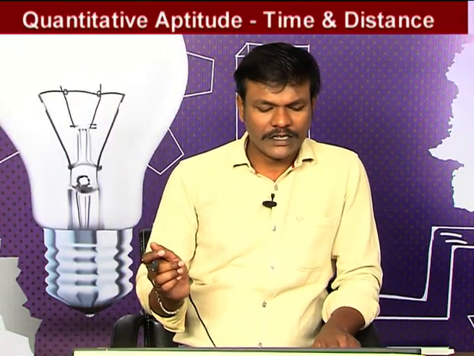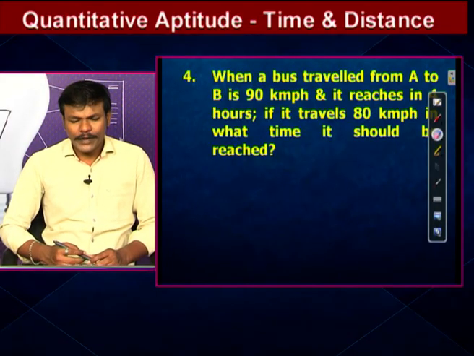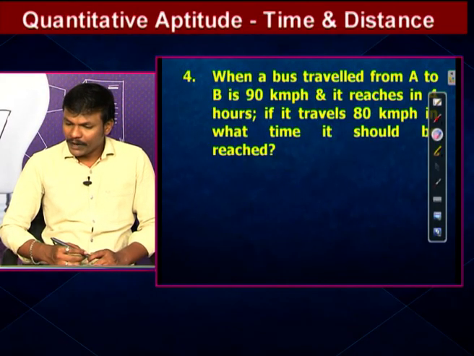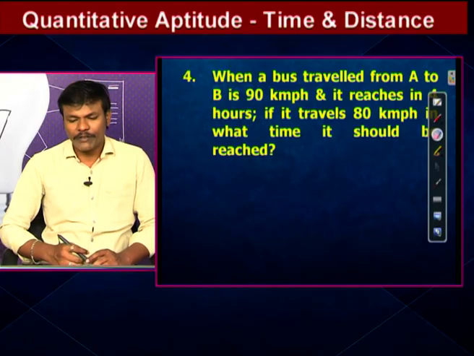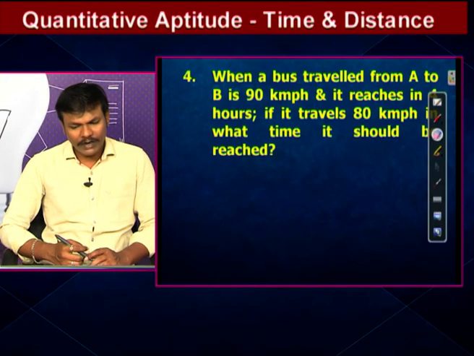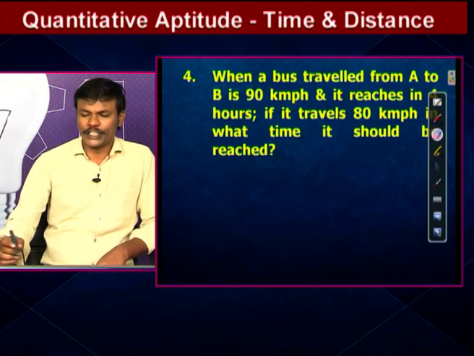T is equal to d by s. These are the three problems, very basic. So this is the time, distance, speed when we find out. A bus travelled from A to B at 90 km per hour, it reaches in 4 hours. If it travels at 80 km per hour, what time should it reach?